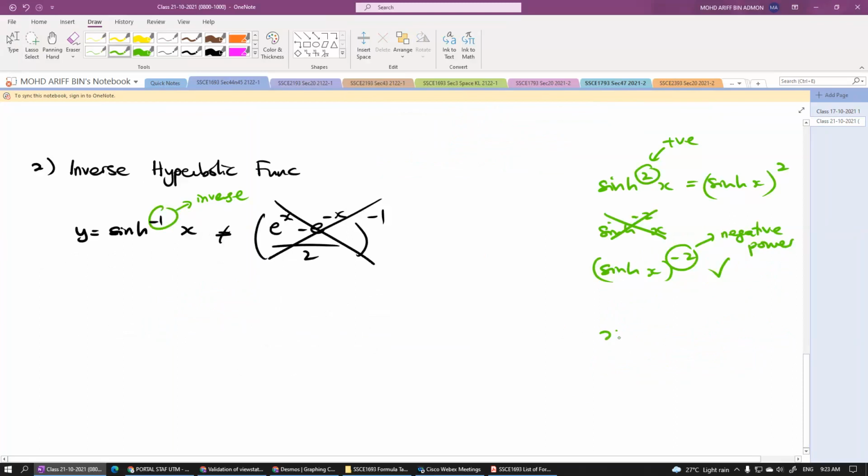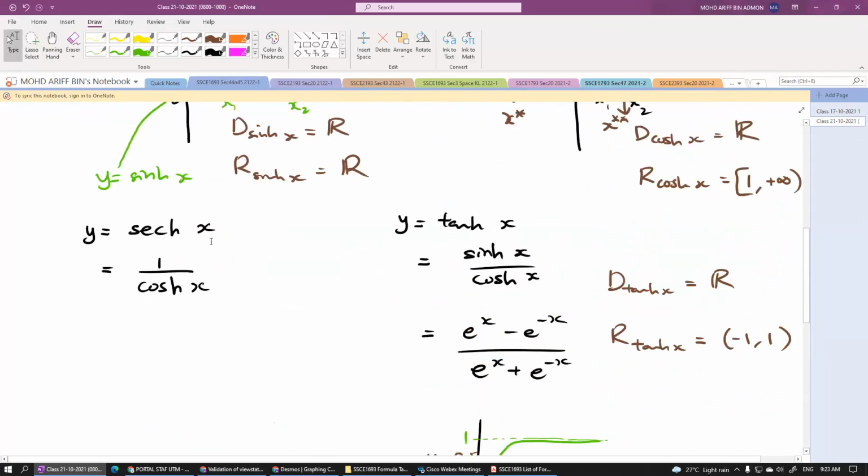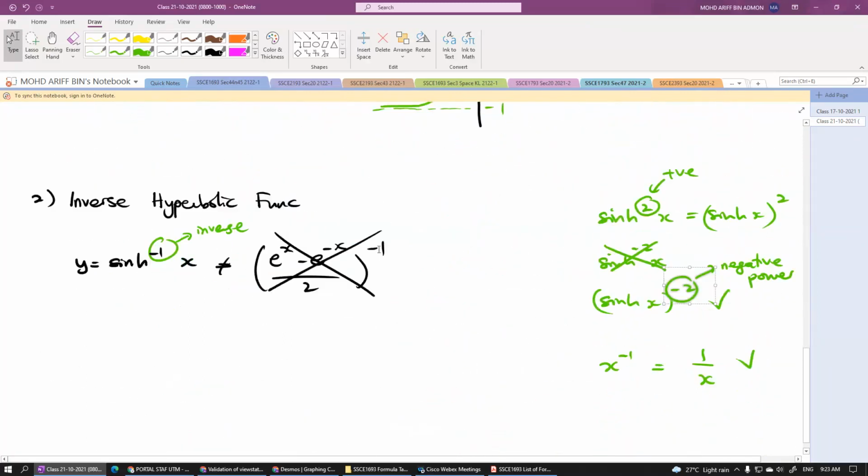If it is x to the power of -1, this is not inverse. This is a power of -1 because x here is not trigo and not hyperbolic. X is just a polynomial and this is equal to 1 over x. This is correct. Don't be confused. We only make the exception for hyperbolic and trigo functions. Alright, so this is your inverse function. Since we originally have 1-to-1, I'm drawing the graph here.